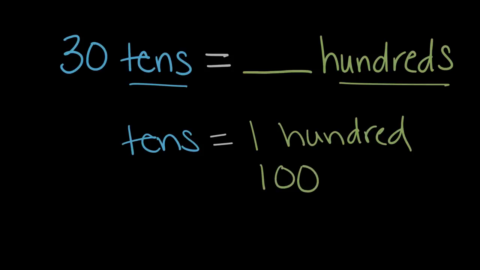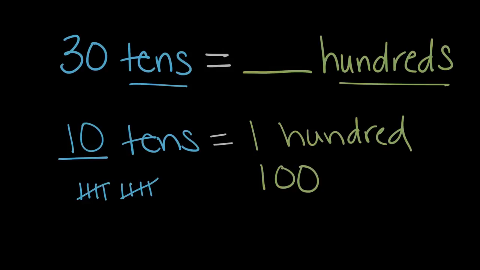Well, to figure that out, if we don't know already, we can count tens. We can count by tens and see how many tens it takes us to get to 100. 1 10 is 10, 20, 30, 40, 50, 60, 70, 80, 90, 100. So we got to 100 and it took us 10 tens. There are 10 tens in 100. So if there's 10 tens in 100, how many hundreds are in 30 tens?